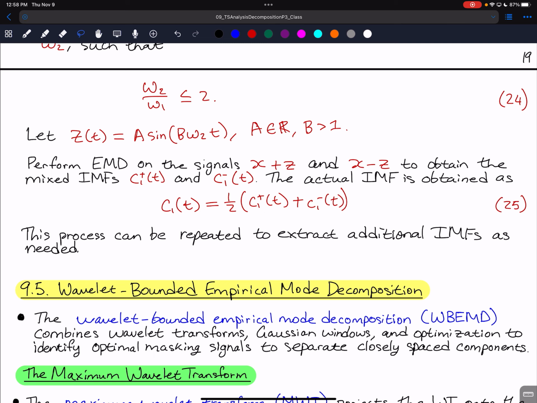So the problem with this is, what should A and what should B be equal to? And that is the real struggle, to be honest. If you want to implement this approach, you will have to just guess A and B and manually iterate until you get somewhere. And doing this manually can take on the order of days to months to extract good IMFs.